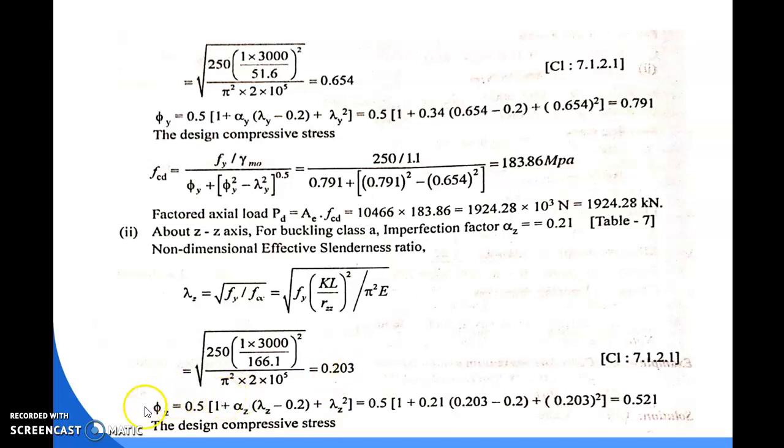Similarly, to find out the phi value, we need to put this formula, and here the buckling class is A. So for buckling class A, the alpha value is 0.21. So by putting all these things, we got the value of phi as 0.521. So now we have the value of lambda and phi.